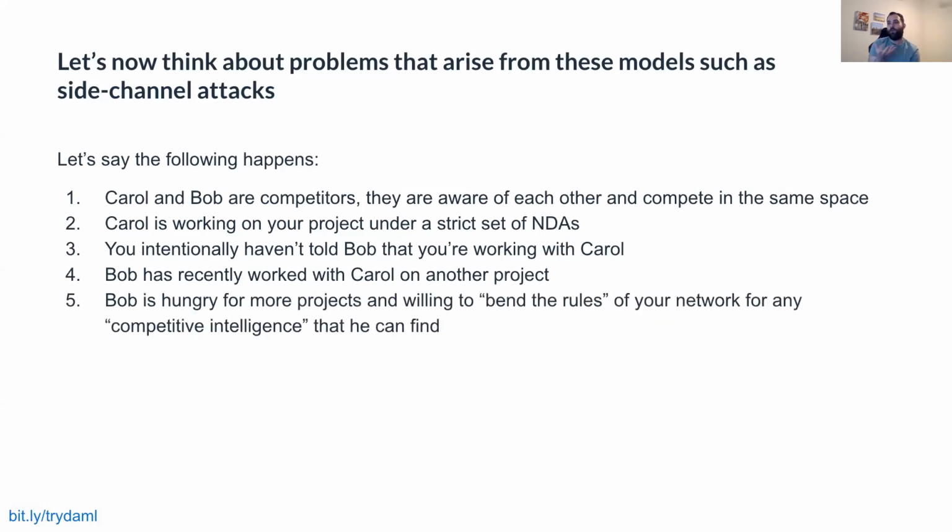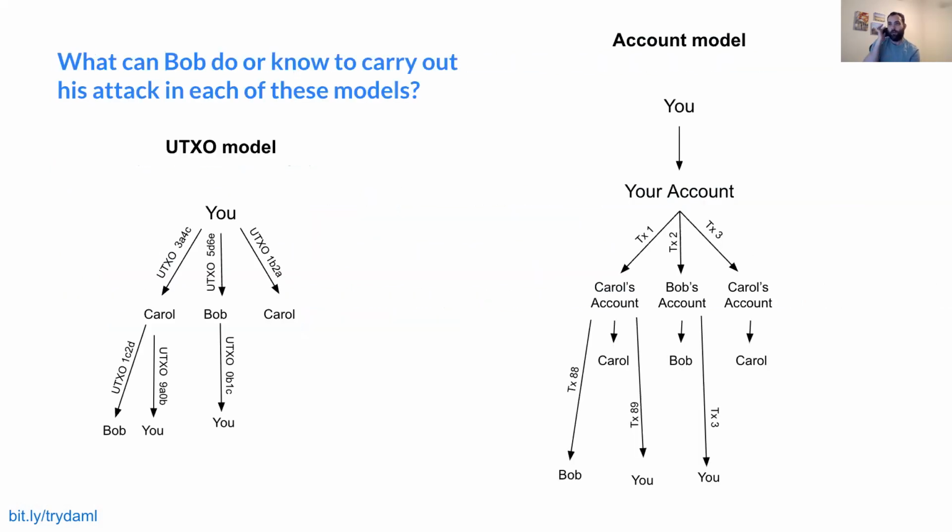And Bob wants more work and wants to know more about your network in general. And Bob wants to kind of just bend the rules of your network so that he can find any competitive intelligence, as Bob would call it. I'd probably call it spying. So in these models, what can Bob do to carry out his attack?